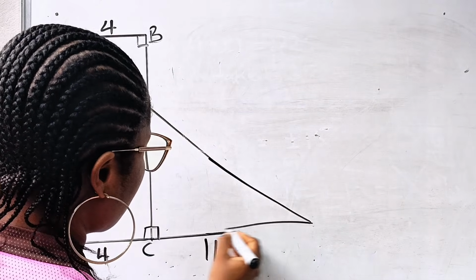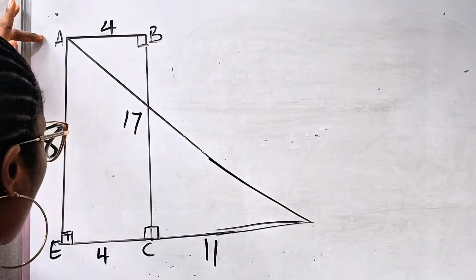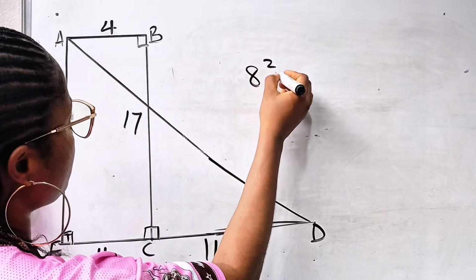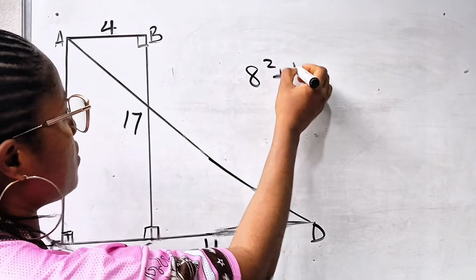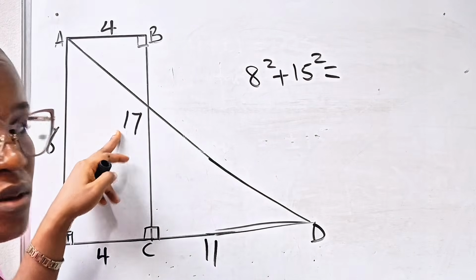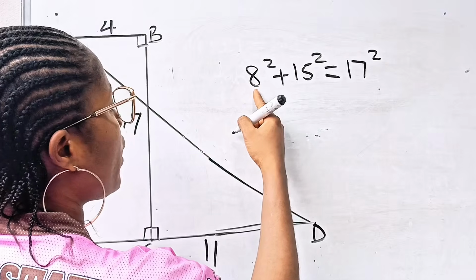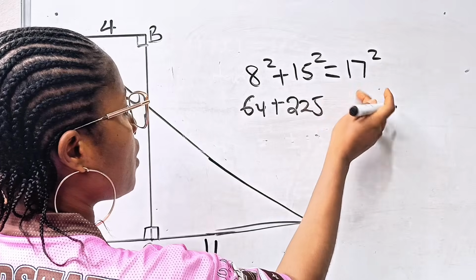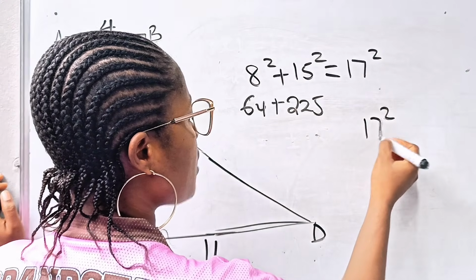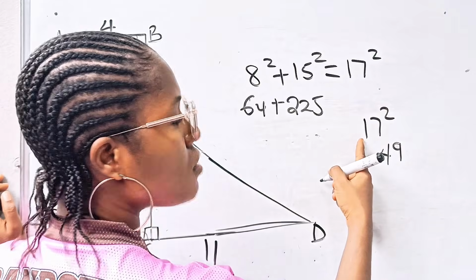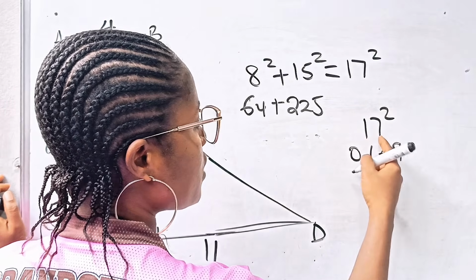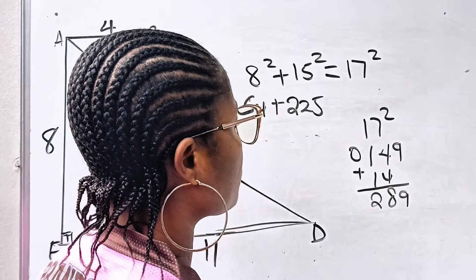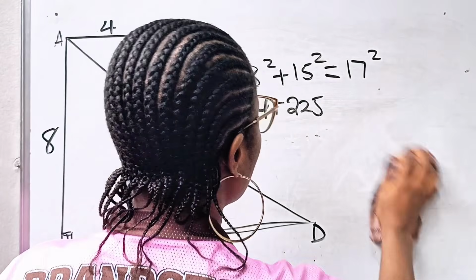So you know this is how our drawing is, right? Triangle AED: we have 8 squared, using the Pythagorean theorem, plus 4 plus 11, which is 15, so 15 squared, supposed to be equal to 17 squared, right? Now 8 squared is 64. 15 squared is 225. Now 17 squared: 7 squared is 49. 1 squared is 1. 1 times 7 times 2 is 14. So it's going to be 289. So we have 289 here.